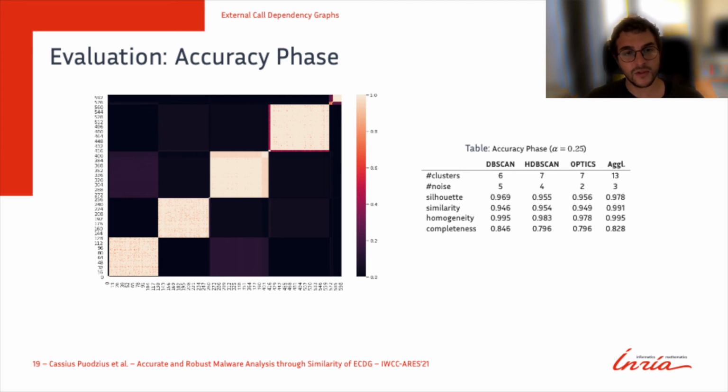Here is the result for the accuracy phase. We see that overall, we were able to achieve high homogeneity scores with different clustering algorithms, which means that the ECDGs are as accurate as manually crafted IRIA rules that match rare strings to discriminate the malware families.